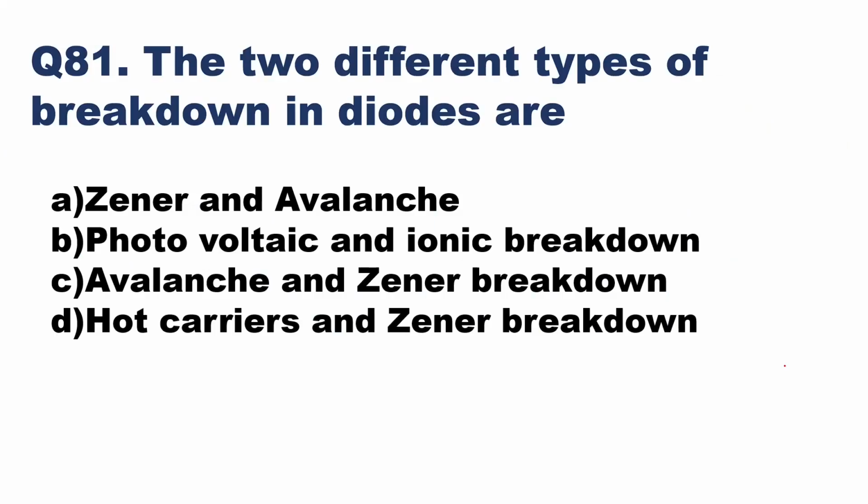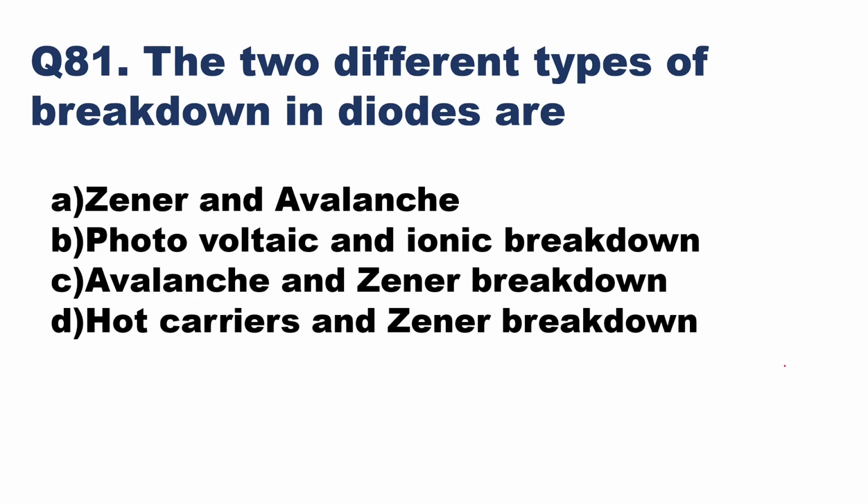The two different types of breakdown in diodes are: option A, Zener and avalanche. Option B is photovoltaic and ionic breakdown. Option C is avalanche and Zener breakdown. Option D is hot carrier and Zener breakdown. Now here, the two breakdowns seen in diodes are Zener breakdown and avalanche breakdown. So in these options, option A will be the right answer, Zener and avalanche.